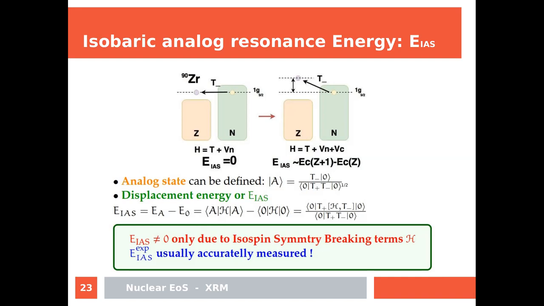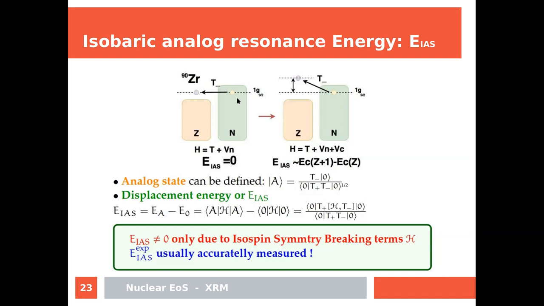Okay, so first of all, let me explain what the isobaric analog state is. Imagine that you apply the tau operator to a nucleus. What you will be doing is exchanging neutrons into protons in this nucleus, right? For example, think about zirconium 90, which is a very simple example, in which the 1g9/2 is fully occupied for the neutrons and fully empty on the proton side.